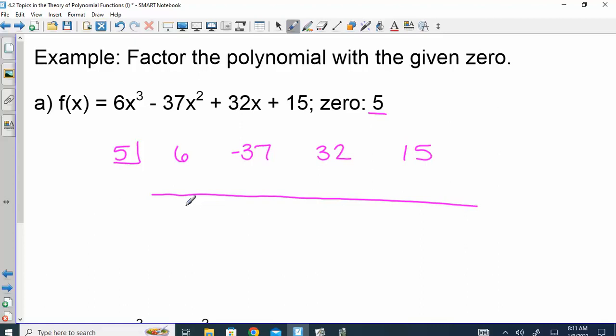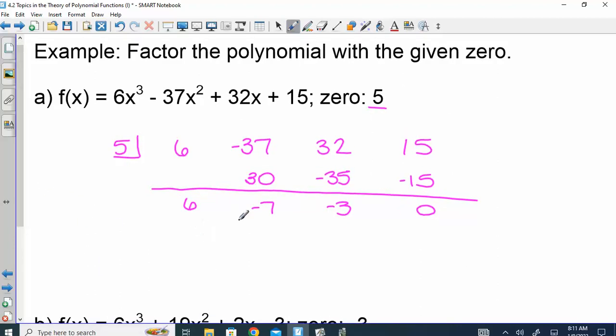So 6 comes down. 6 times 5 is 30. Negative 37 plus 30 is negative 7. Negative 7 times 5 is negative 35. 32 plus negative 35 is negative 3. Negative 3 times 5 is negative 15. And that adds up to 0. Okay, this is my remainder, my constant. This is my x and x squared. So this is currently 6x squared minus 7x minus 3.